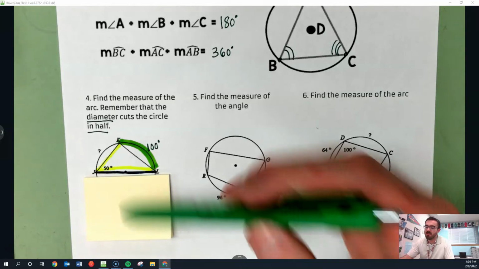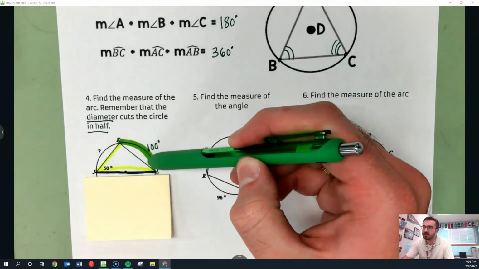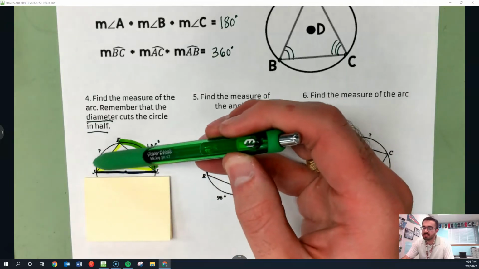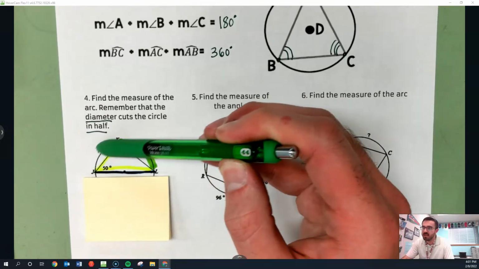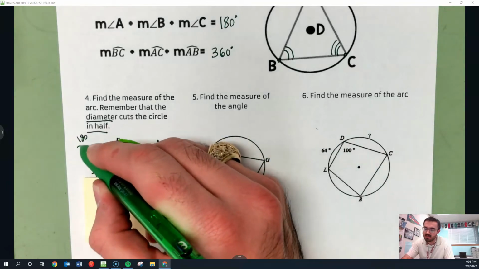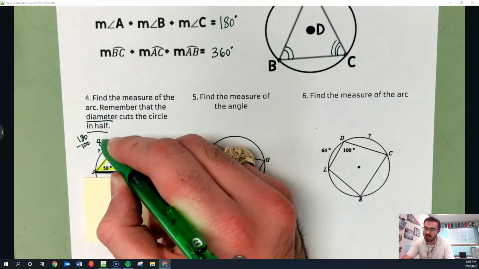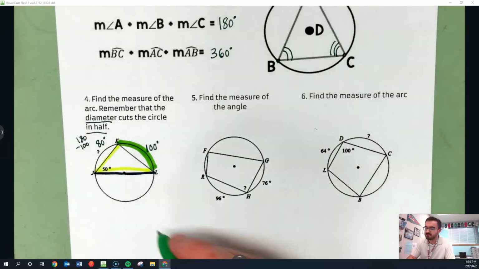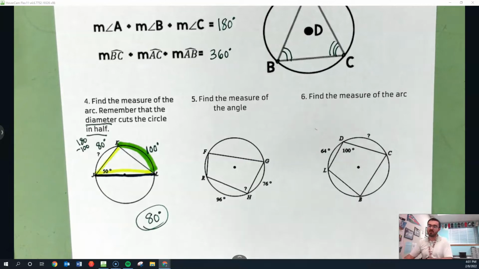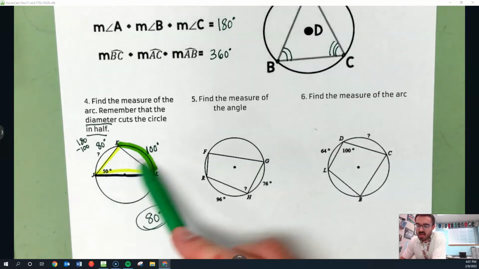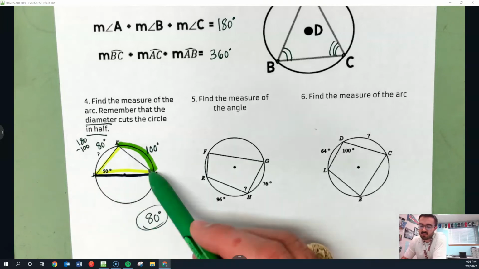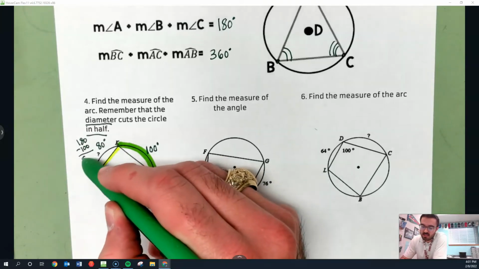If we know that this arc right here is 100, we know the entire semicircle equals 180. We could do 180 minus 100. That would be 80 degrees. So our answer is 80 degrees. So step 1, we use the fact that inscribed angle is half of the arc to get 100. And then we use the fact that this is a semicircle to get 80.